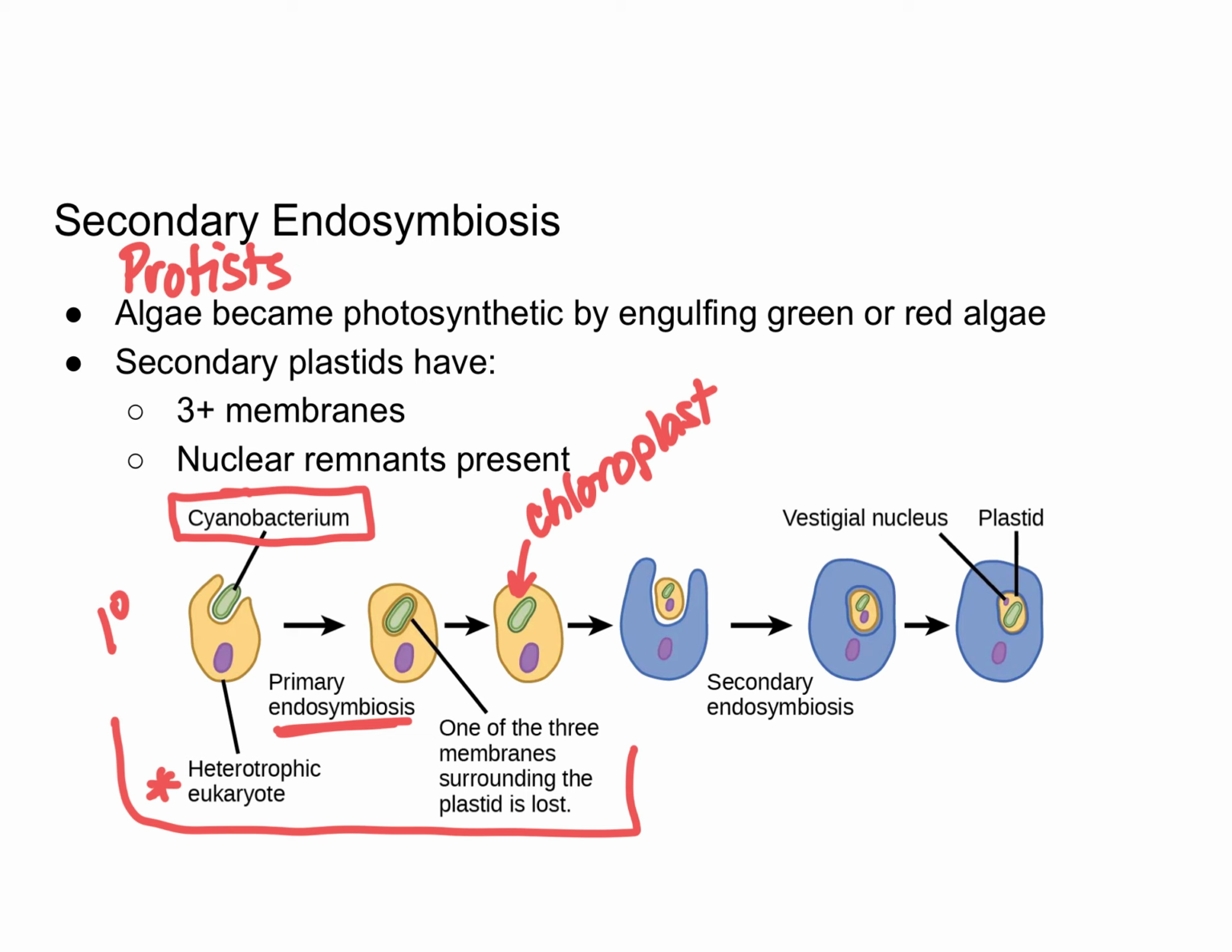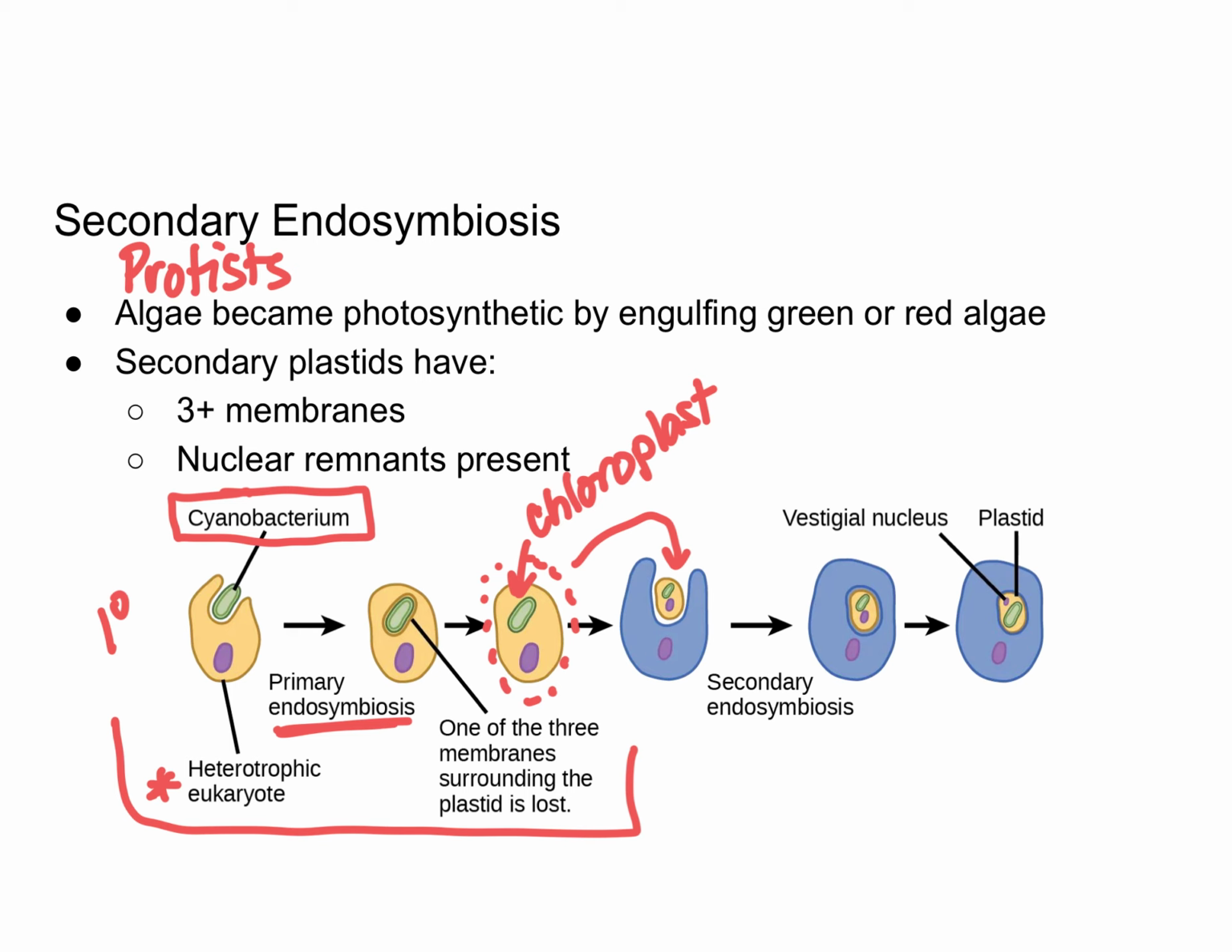And then you can see that this whole structure here becomes engulfed by yet another cell. And so in this case, we have additional membranes. So now we have multiple membranes present, which is the evidence for the secondary endosymbiosis. So for primary endosymbiosis, we have the presence of 2 membranes. For secondary, there are 3 membranes.